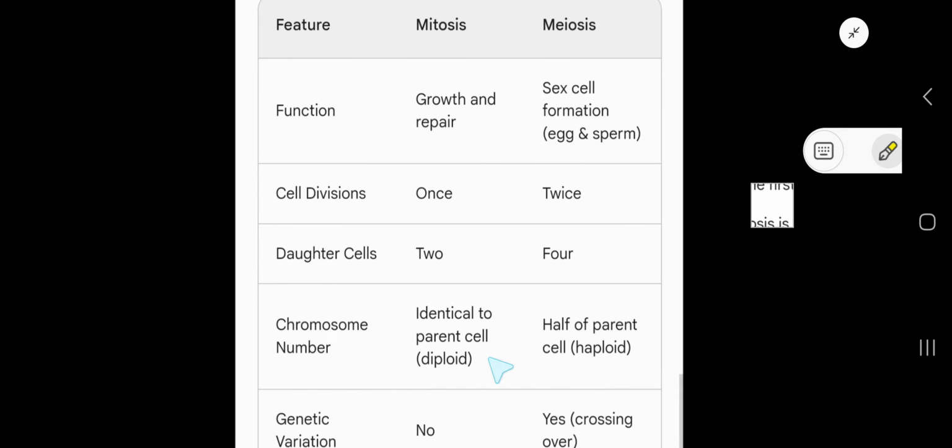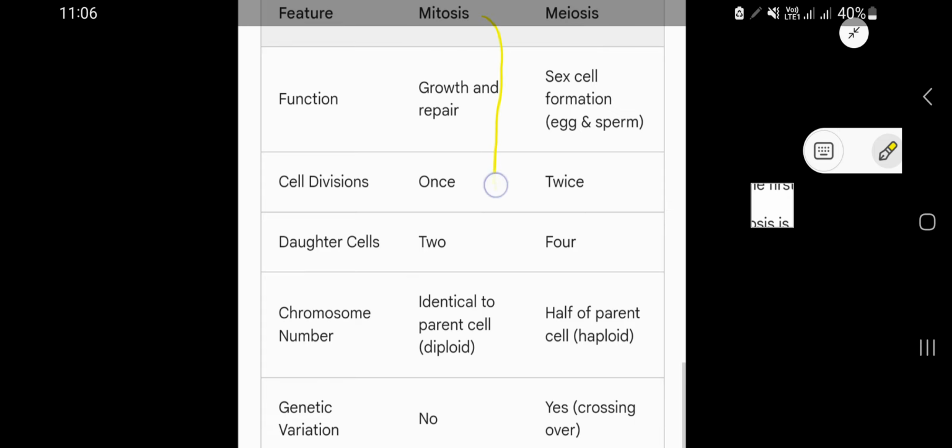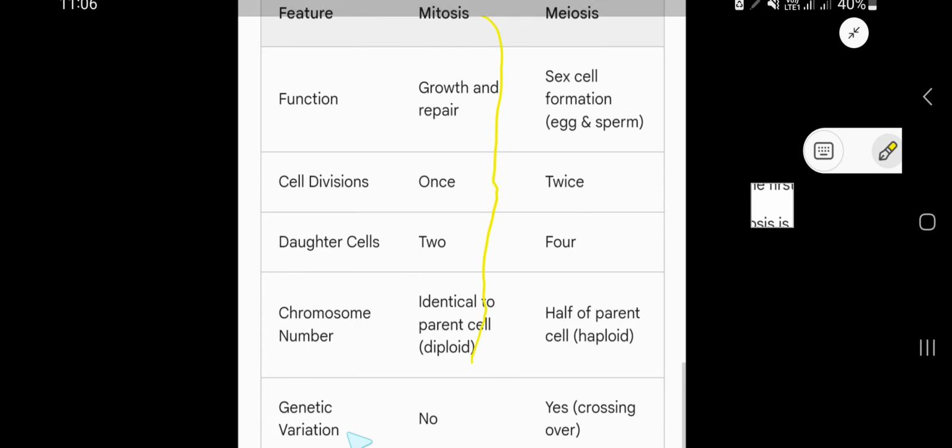Chromosome number: identical to parent cell, diploid, for mitosis; half of parent cell, haploid, for meiosis. Genetic variation: no for mitosis; yes for meiosis, crossing over.